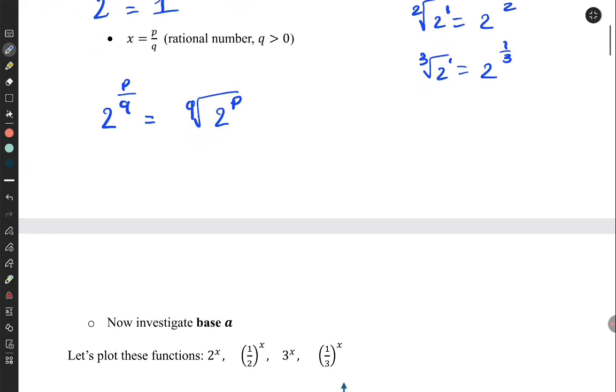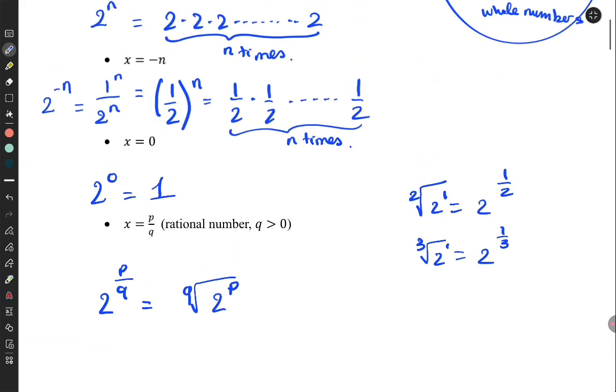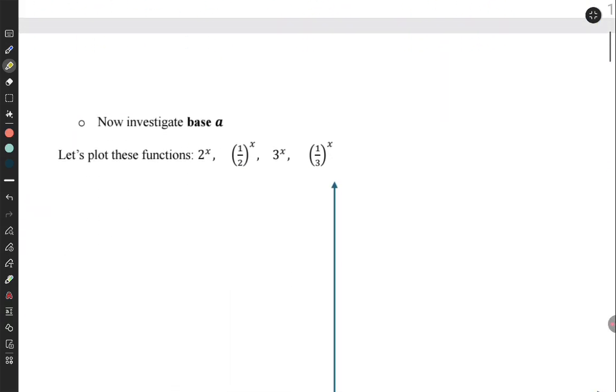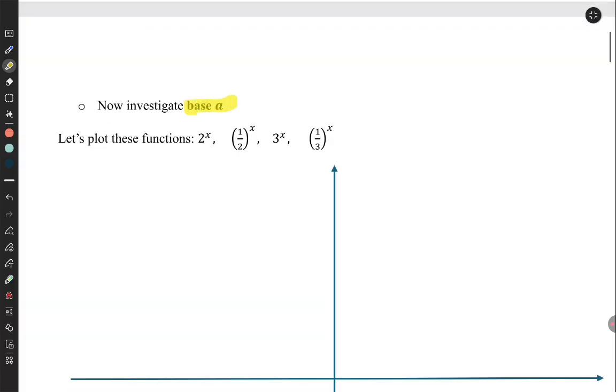Okay, we investigated the exponent. Now we're going to investigate the base. So we have base 2, base 1/2, base 3, base 1/3. The base tells you how the function looks.